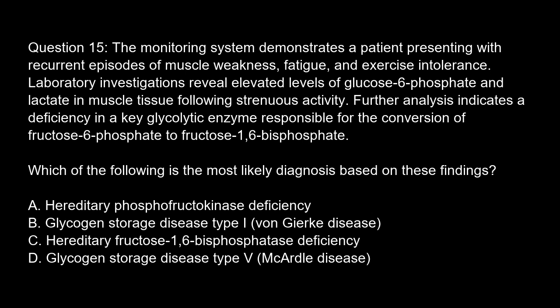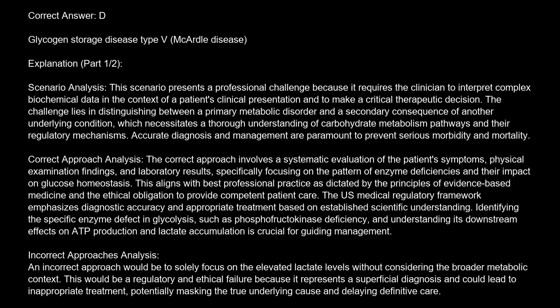Option A, hereditary phosphofructokinase deficiency. Option B, glycogen storage disease type I, von Gierke disease. Option C, hereditary fructose 1,6-bisphosphatase deficiency. Option D, glycogen storage disease type V, McArdle disease. The correct answer is D, glycogen storage disease type V, McArdle disease.